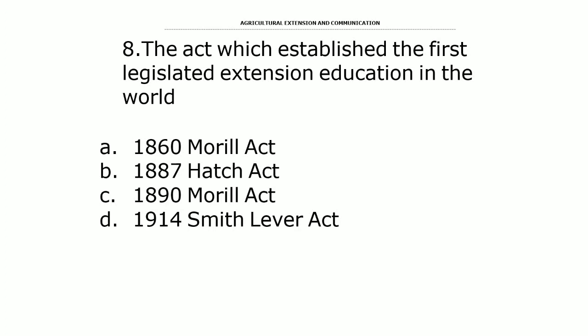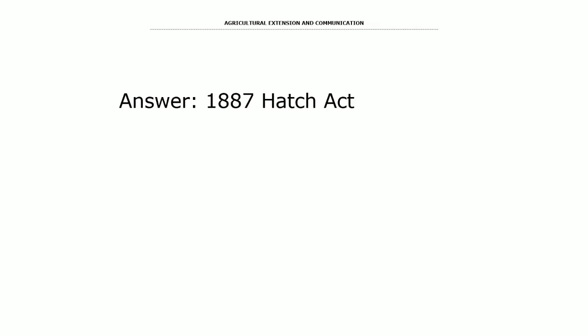Number 8. The act which established the first legislated extension education in the world. A. 1860 Morrill Act. B. 1887 Morrill Act. C. 1890 Morrill Act. Or D. 1914 Smith-Lever Act. The answer is 1887 Hatch Act.